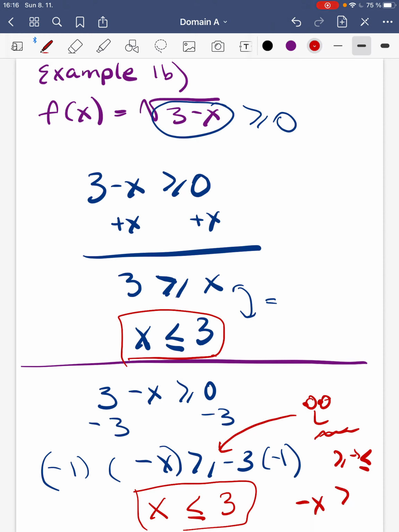Why? Because if x is 100, x is larger than 3, but negative 100 is not larger than negative 3. So you'll get the wrong side of the solutions. Like here, if x is 100, you're going to get a negative under the square root, and you don't want that. So that is for the domain.